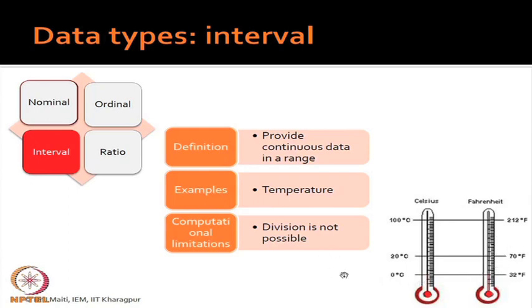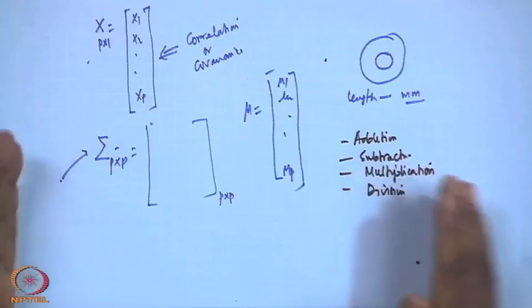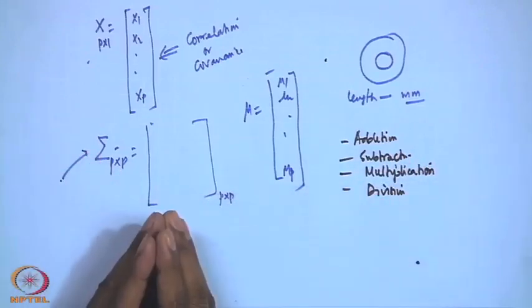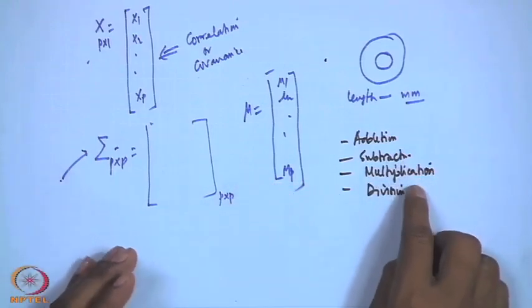But what will happen, suppose I want to say how many times the temperature of today is compared to tomorrow's or yesterday's temperature. If I use the Celsius scale and divide, suppose 22 by 20, and then in the other scale it will be maybe 70 and some other thing, then you will find out that they are not matching. So that means the interval scale is a scale where you will get interval data, range data, and they have all types of continuous properties, and they can do three arithmetic operations very easily: addition, subtraction and multiplication.